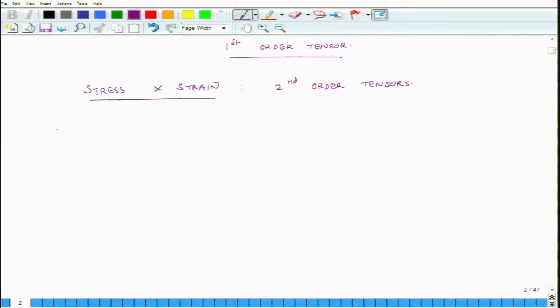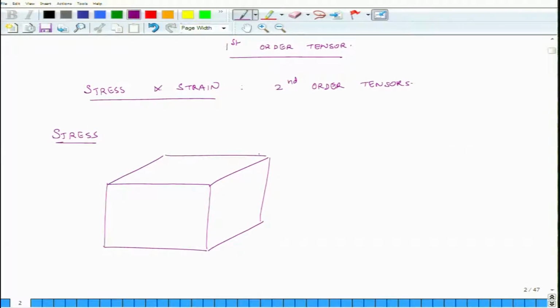So, first we will talk about the stress. So, consider a rectangular block, and let us say this is x axis, let us say this is y axis, and this is, actually let us call this z axis, and this is y axis.